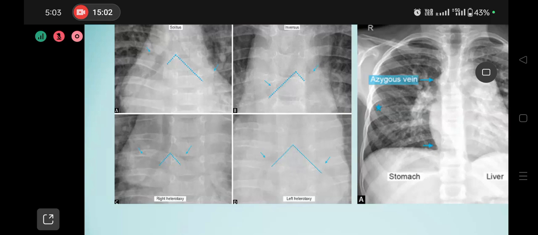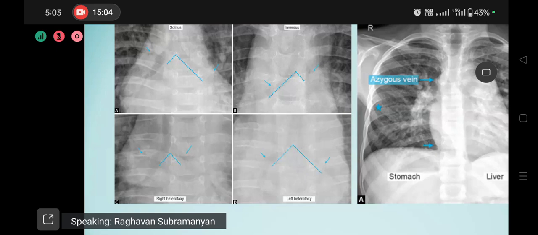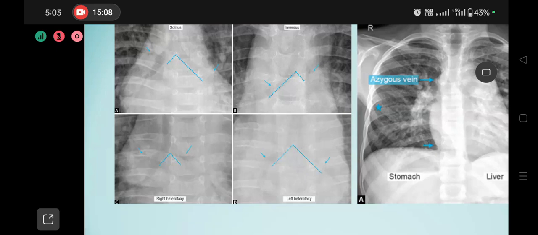But sometimes the two bronchi look absolutely symmetrical, and that's what you see in the bottom two X-rays. You can see, if you look at both the bronchi, the right and left bronchus look absolutely symmetrical, and therefore it indicates a situs ambiguous.